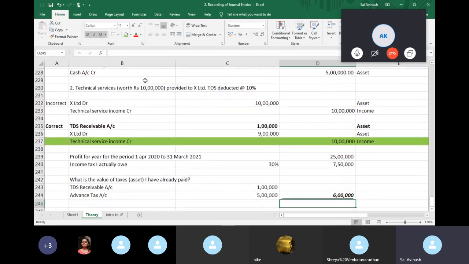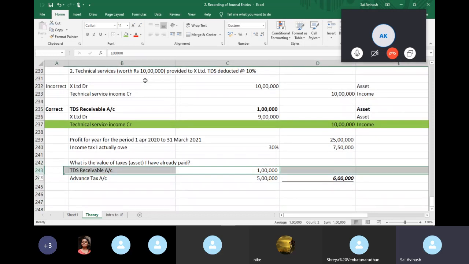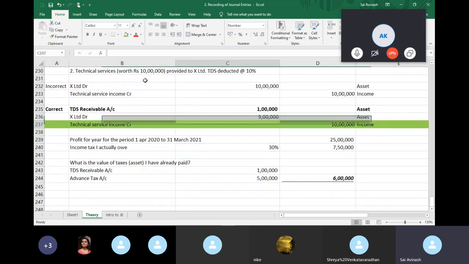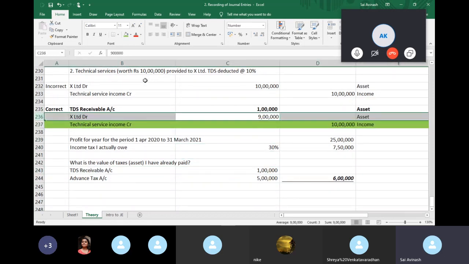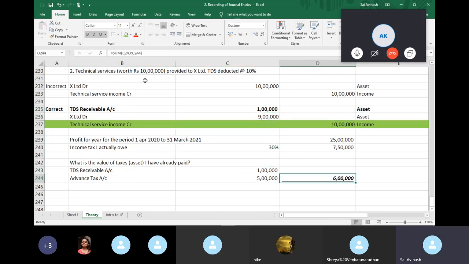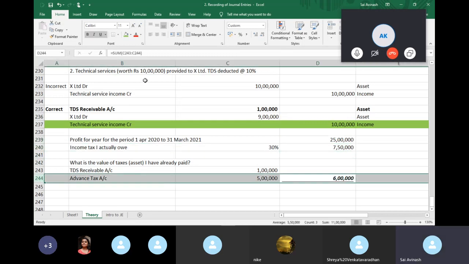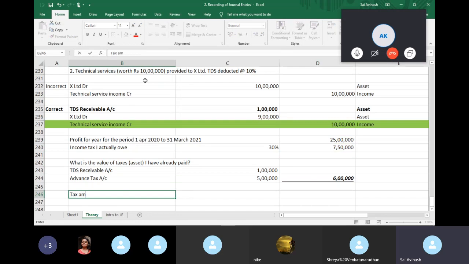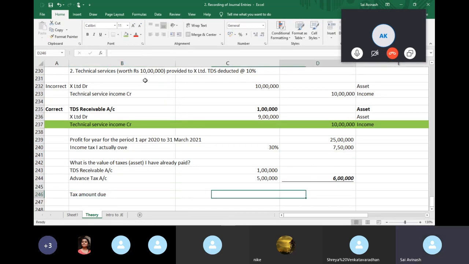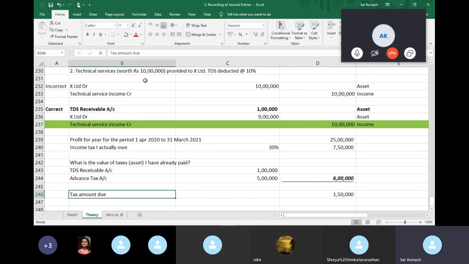Let's just, for the sake of example, say I paid 5 lakhs then, and my customer paid 1 lakh for me. He had to pay me 10 lakhs. He paid me directly 9 lakhs and paid the government 1 lakh for me. Okay. So I have to pay 7.5 lakhs. I've already paid 6 lakhs. Tax amount due is, you guessed it right, 1.5 lakhs. You only pay 1.5 lakhs balance. So this is what you might call a crude idea, but don't worry too much.